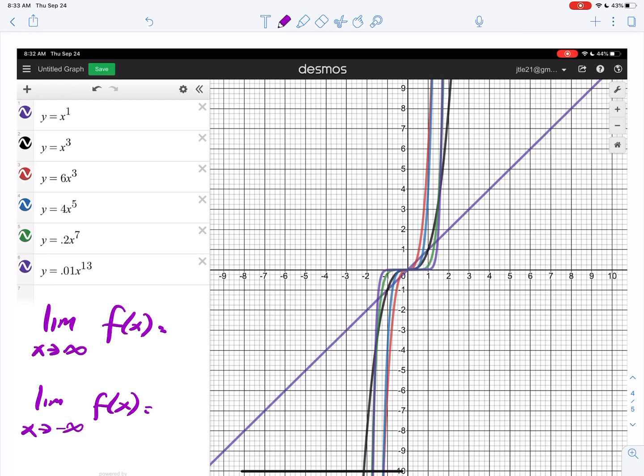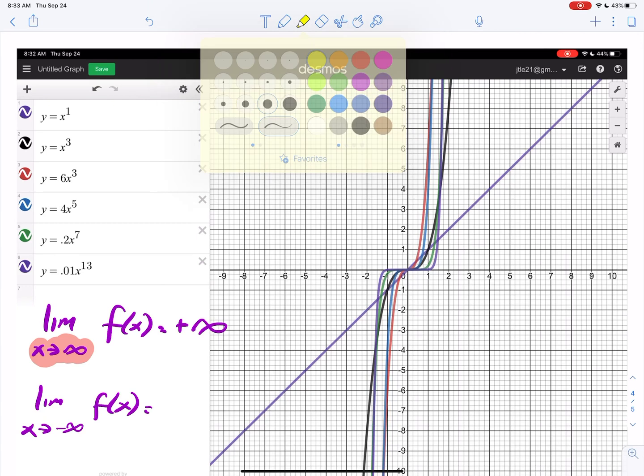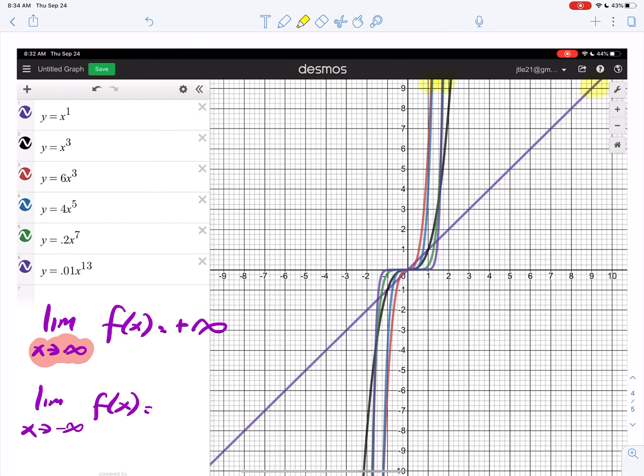I'm going to tell you right now, if x is approaching the far right, all of your answers should be far up, positive infinity. If you take a look here, no matter which function you pick, I'll use a different color, notice how all of these graphs go all the way up. Now, if you go to the far left as x approaches negative infinity, notice how they all go down, far down to negative infinity. So there's a pattern here.